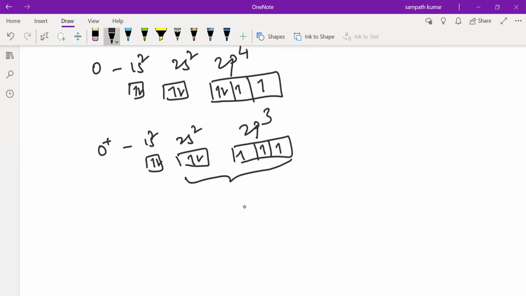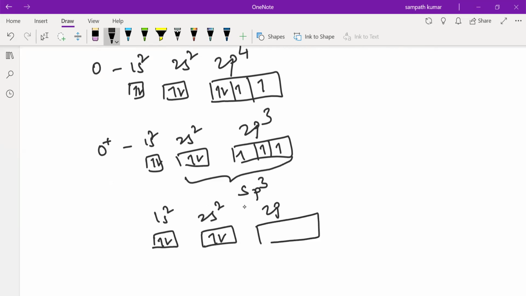The s orbital and 3 p orbitals participate in sp3 hybridization. That means 1s2, 2s2, 2p3: 1, 2, 1, 2, 3. One is unpaired. These hydrogens are donating electrons.